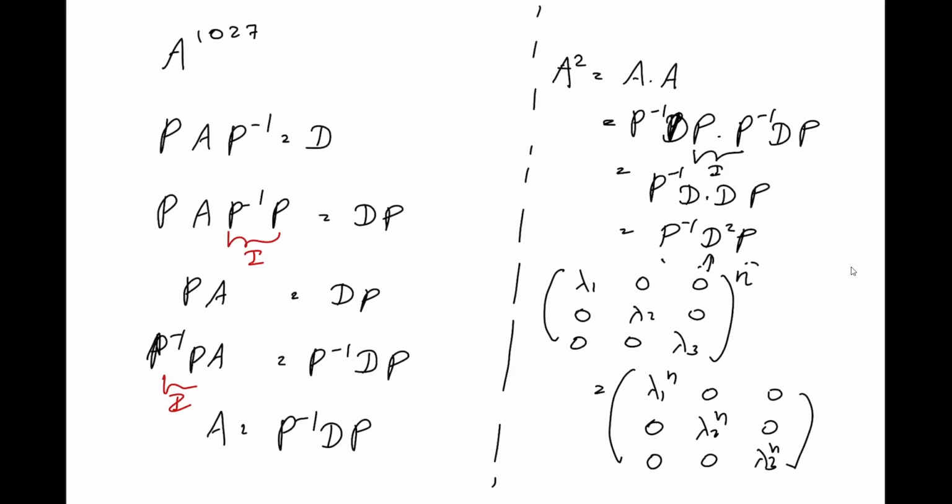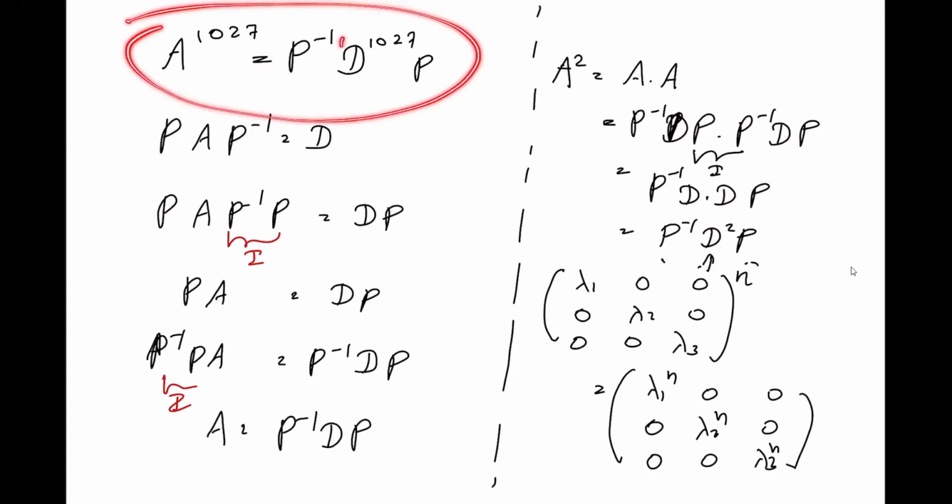So if you have to evaluate this one, what you need to do is P inverse, and you have to put your diagonal elements to the power 10 to the power minus 1027, and you have to multiply by P. So then you can evaluate this product straight away, because you just have to take the power of the diagonal elements, and then multiply by P inverse and P.